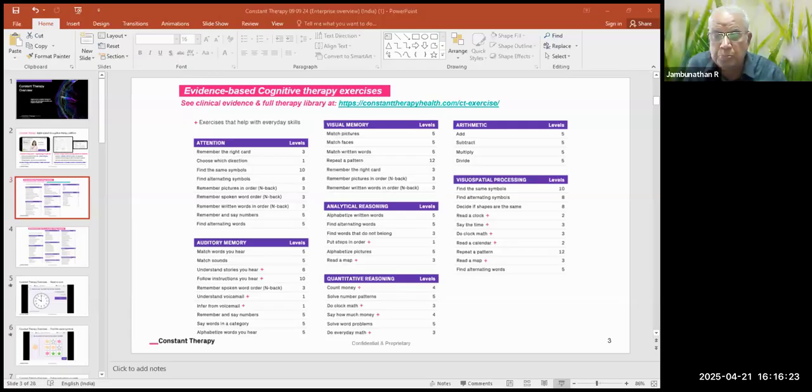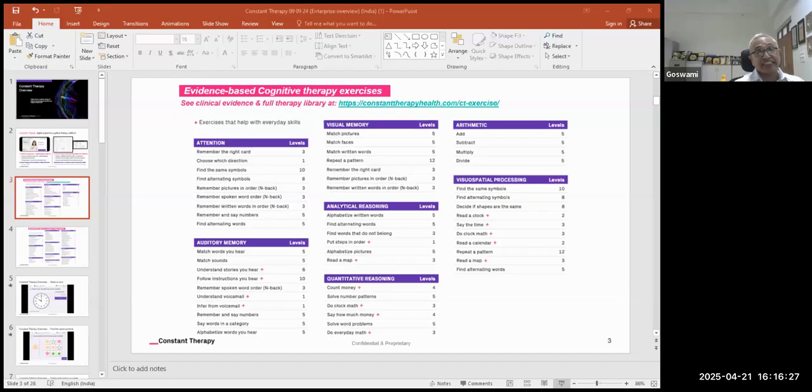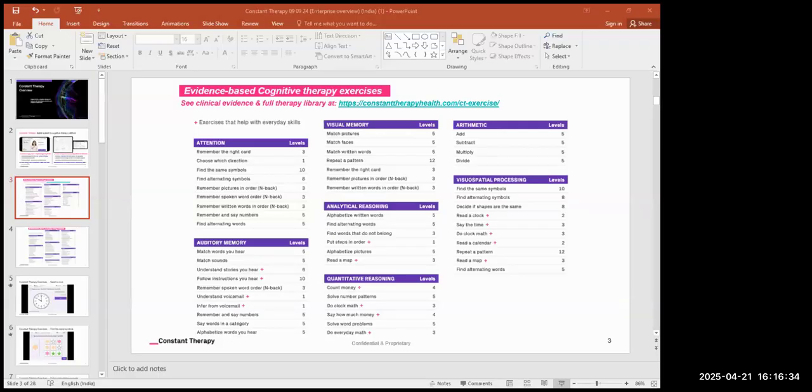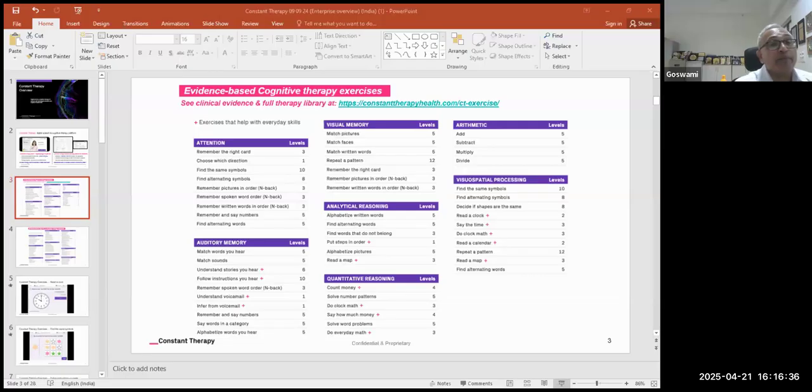There are also specific activities to improve your speech language skills, like auditory comprehension, which has activities from 1 to 10. Word retrieval we have been talking about.